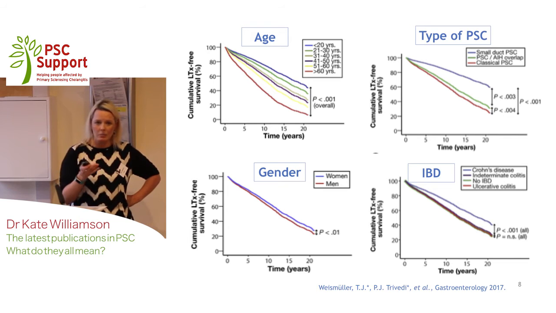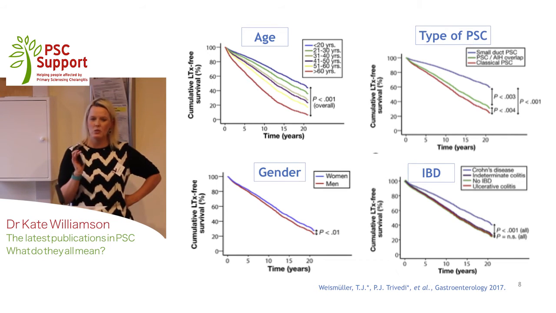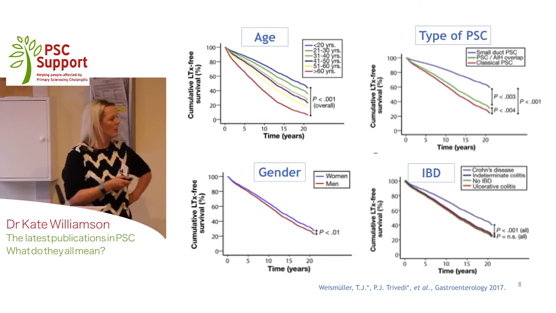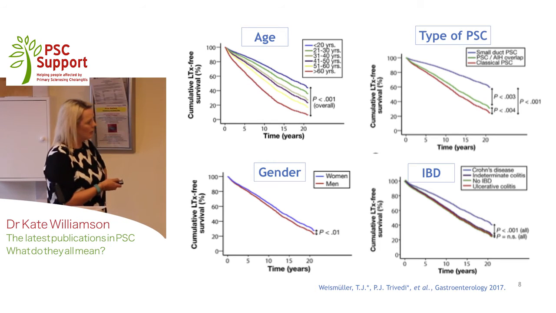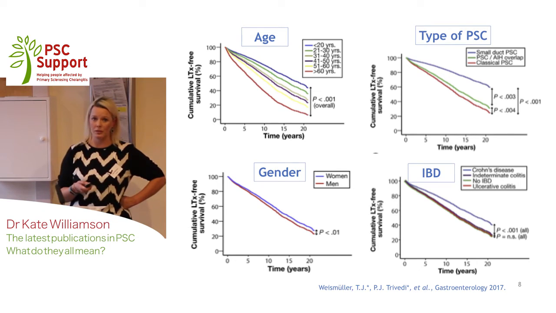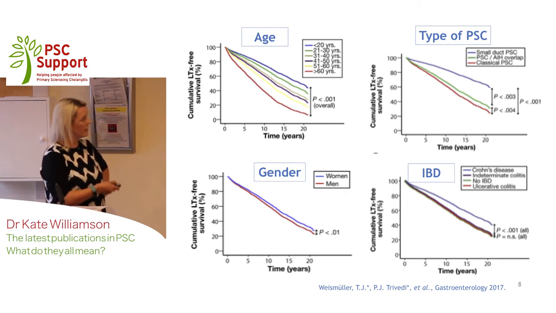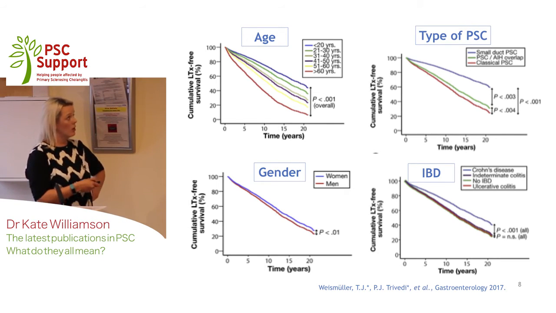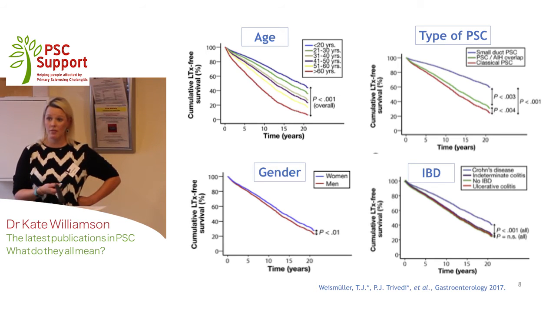There's some other smaller studies, but it's still not really clear cut. But definitely they showed that if the bowel disease you have is Crohn's disease, you have a slightly better prognosis than ulcerative colitis. So all of these figures I've shown you are for your risk of liver transplant or dying from the liver disease.